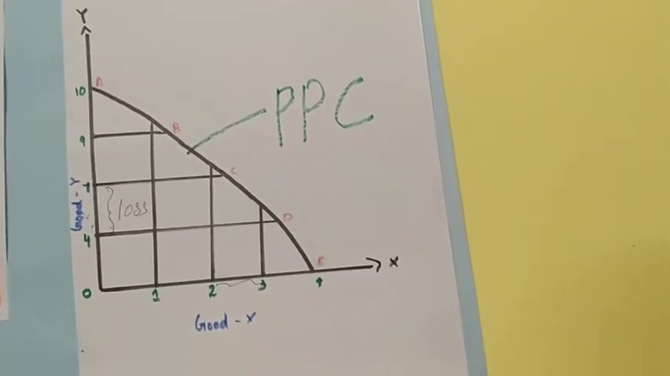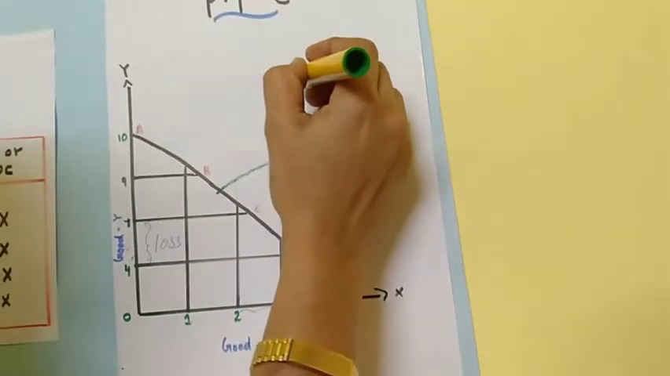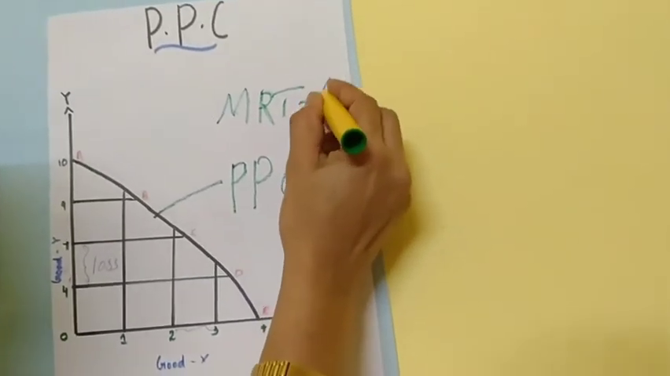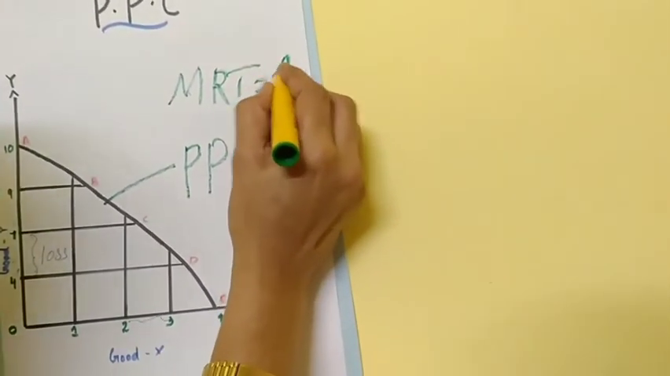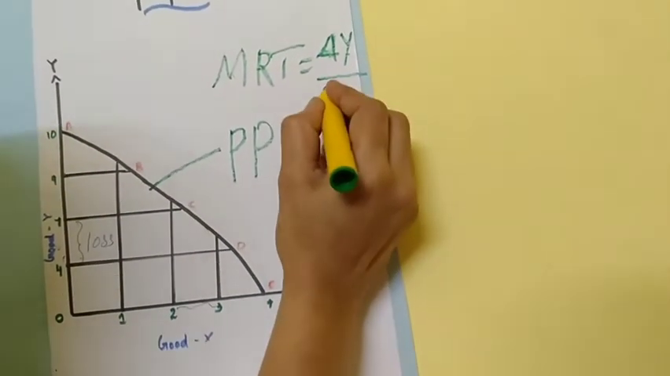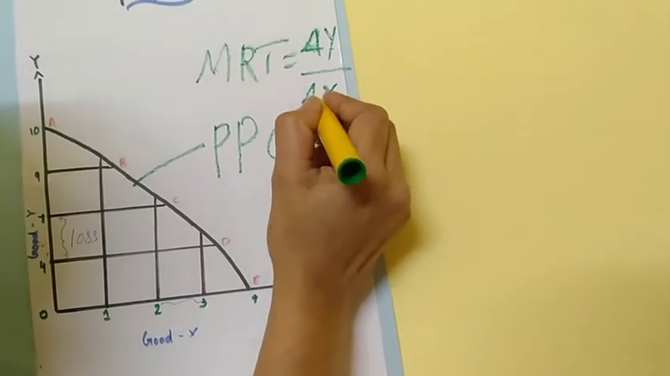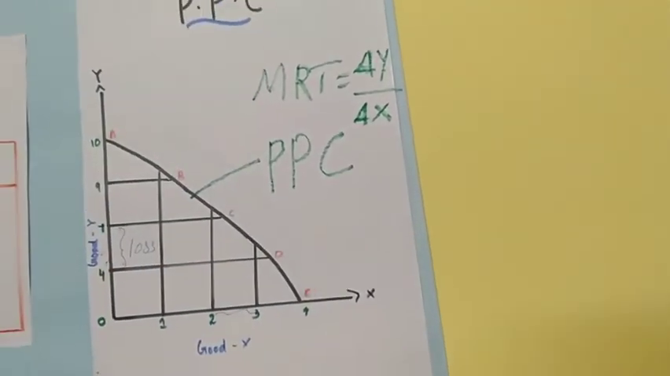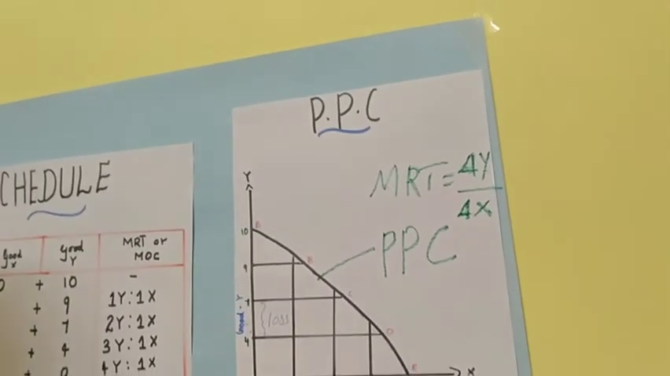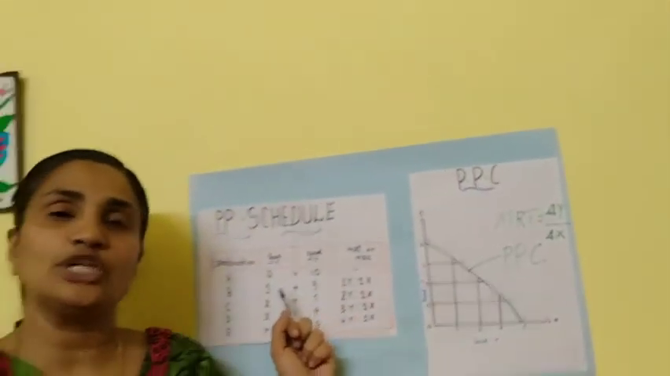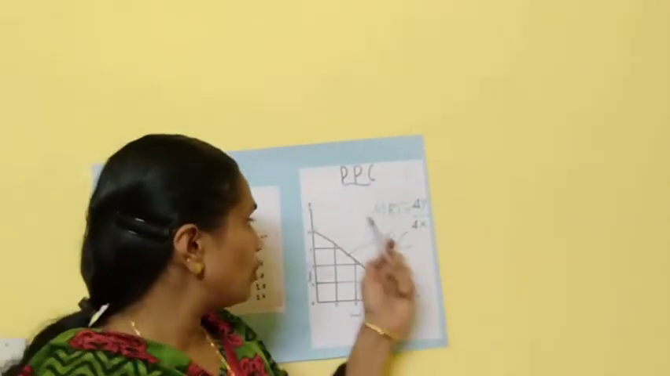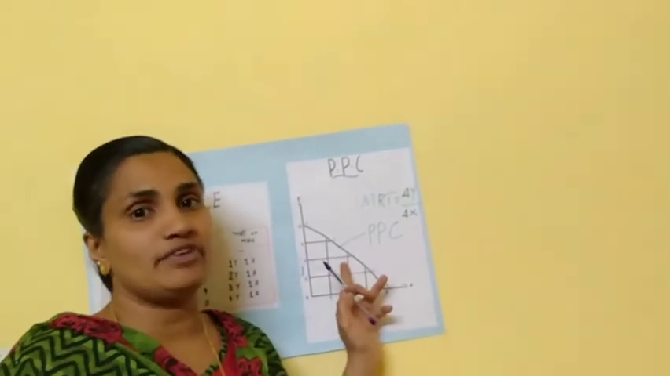So I told you the formula for calculating MOC or MRT. MRT is equal to delta. What do you mean by delta? Delta stands for change, okay? Delta y by delta x. I hope you get this idea on PPC and PP schedule, production possibility schedule and possibility curve. I told you this is downward sloping and concave in nature.